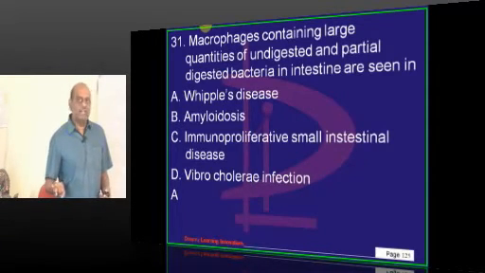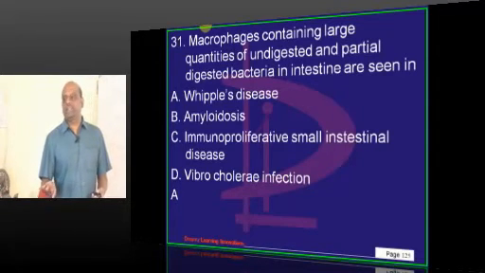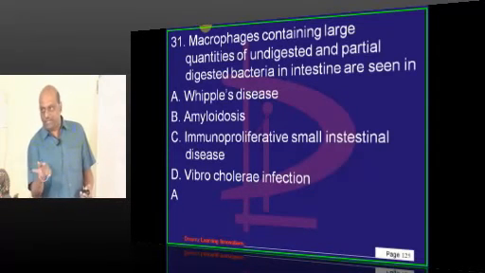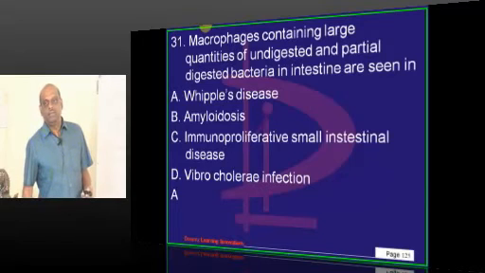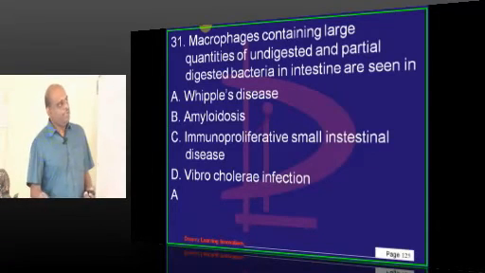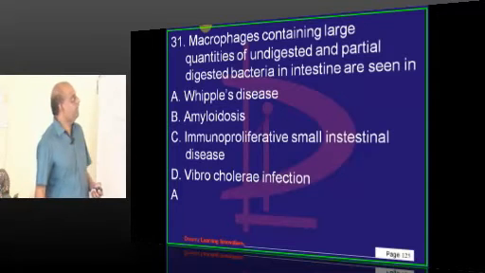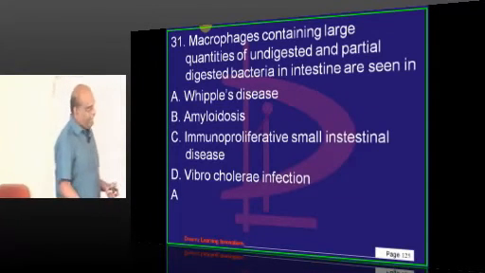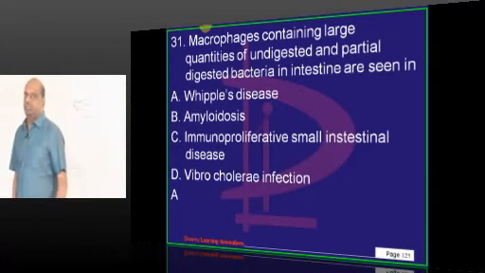Whipple's, celiac disease, tuberculosis of the intestine, close differential diagnosis to one another. You must know how to differentiate these three: celiac disease, Whipple's and TB of intestine. So if you did not read till now, read it at least now.